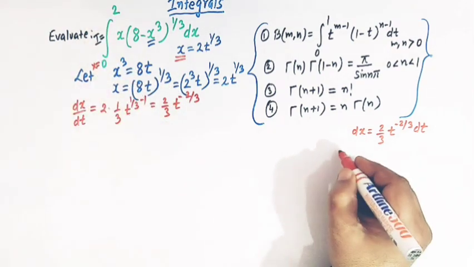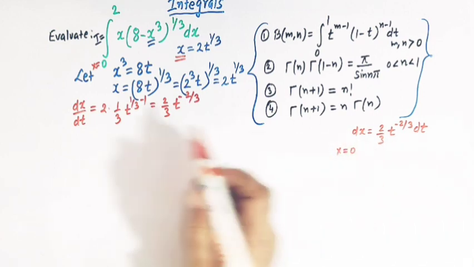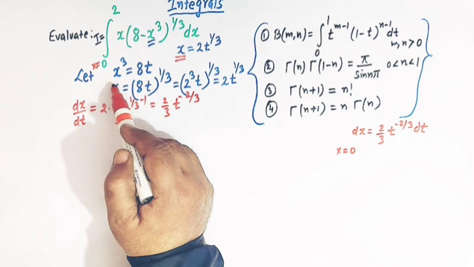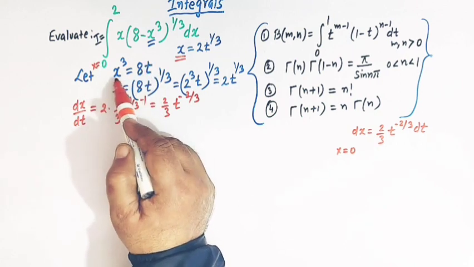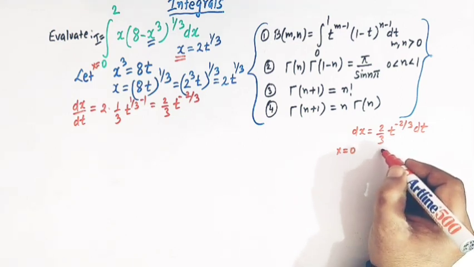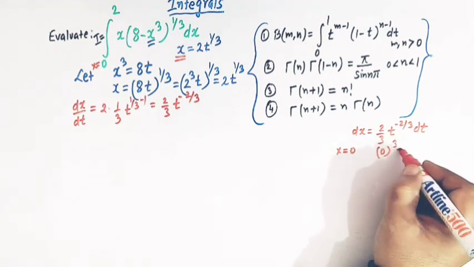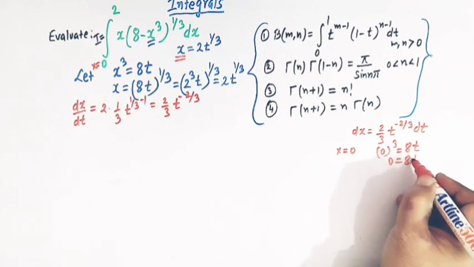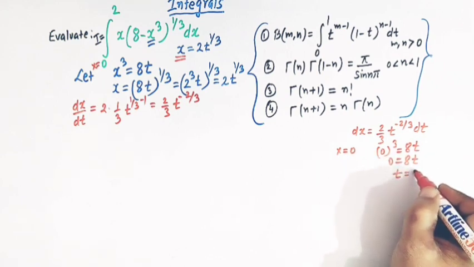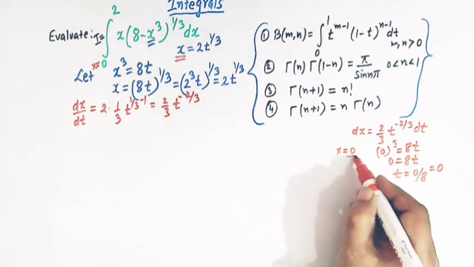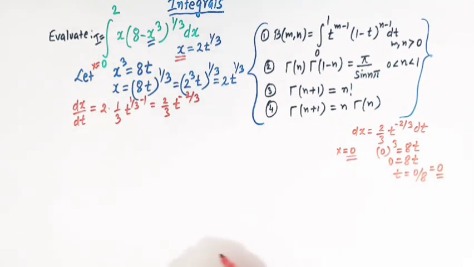Okay, now see here the limits of integration vary from x is equal to 0 to x is equal to 2, right? So when x is equal to 0, then the value of t can be obtained from this relation, that is x cube is equal to 8t, right? So here we have 0 cube is equal to 8t. So 0 is equal to 8t. So t is equal to 0 by 8, that is equal to 0, right? So when x is 0, t is equal to 0.